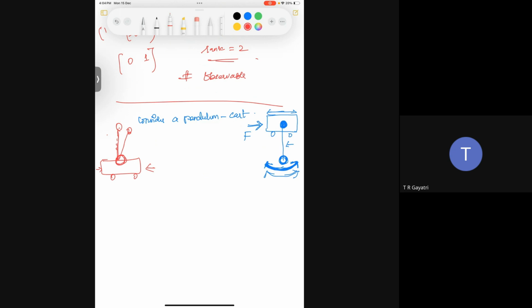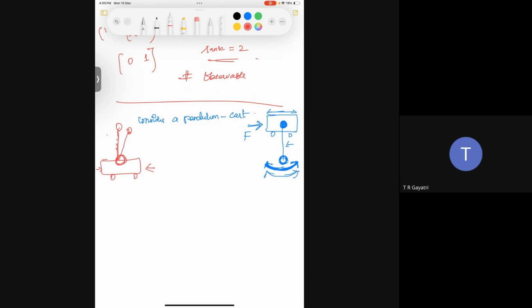This is a very interesting problem in terms of missile launch and all. The missile launch has an application of this inverted pendulum. If you want to launch the missile in a particular direction, then they will approximate the system similar to this. Okay, coming to our example.